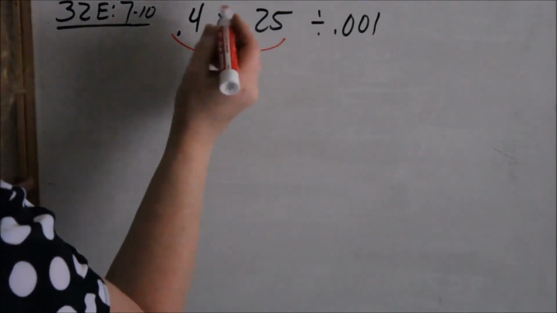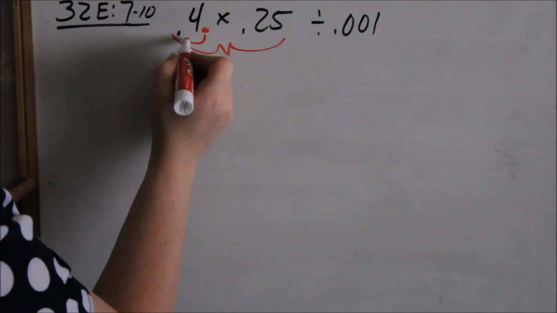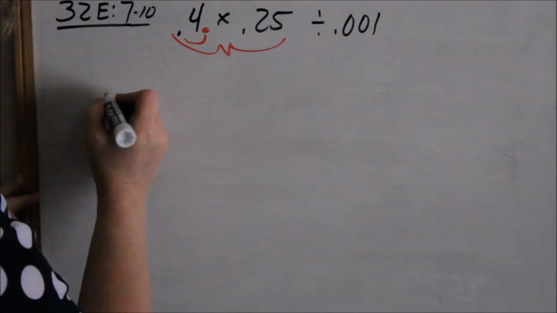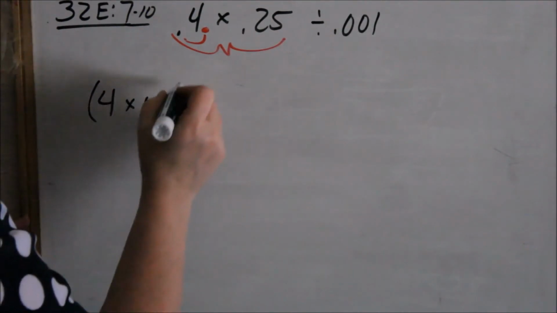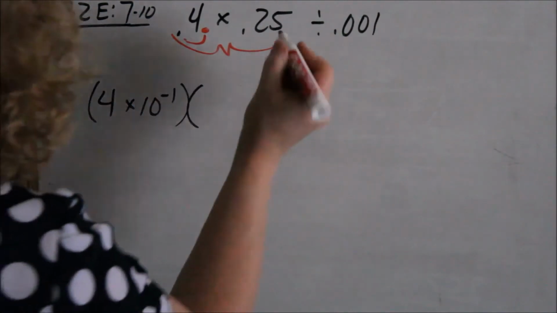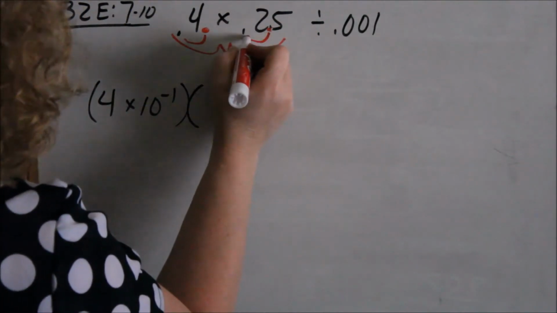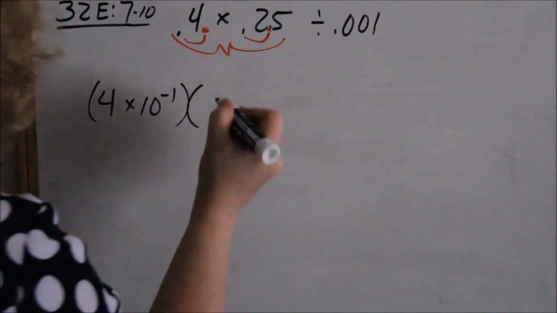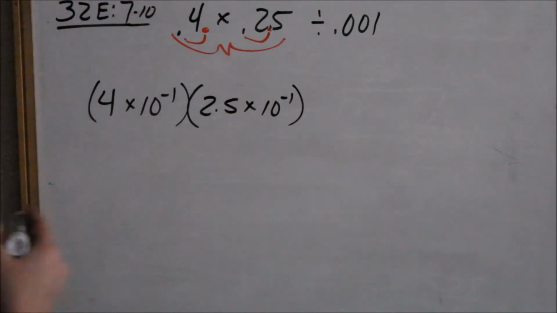To do that, I put my decimal after the first significant digit and then count back. Now move to the left. So that would be the same thing as saying 4 times 10 to the negative 1. That's that. Now let's do the 0.25. So put my decimal after the first significant digit. Then to go back here, I went 1 to the left. So that is also 2.5 times 10 to the negative 1.